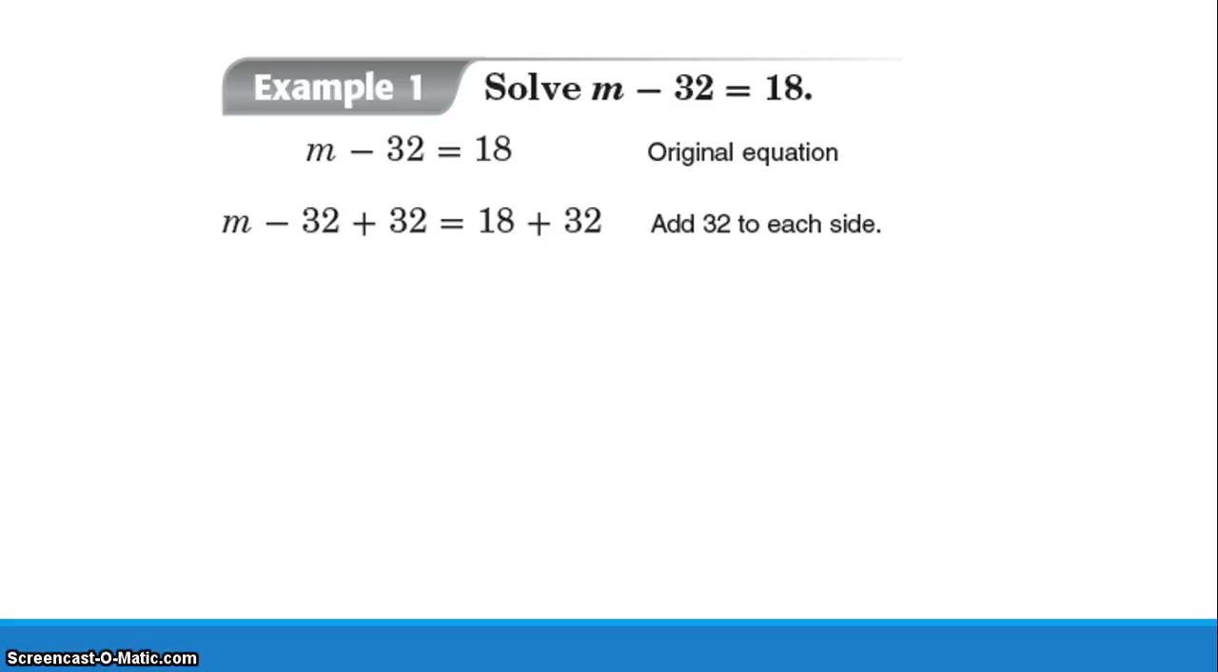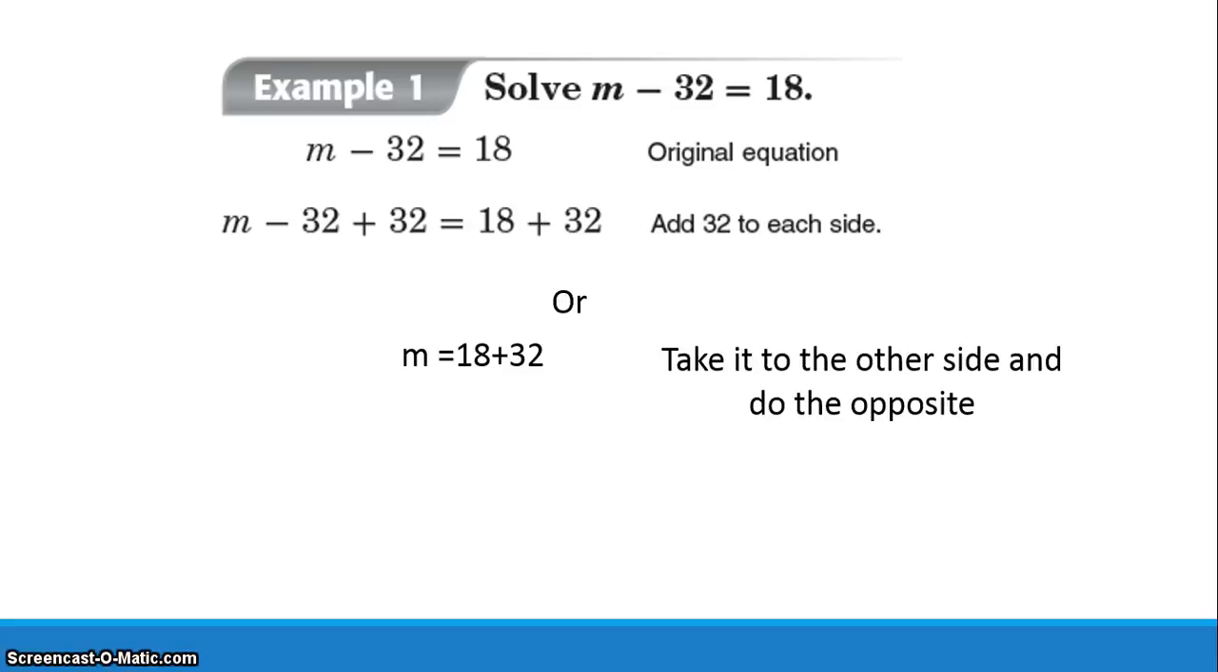Now, this is the way you were taught in 7th grade. And I'm great with that. It's the foundation for what I'm fixing to teach you. When I was in Algebra 1 class, the professor taught me one key idea, and that idea was take it to the other side and do the opposite. It still does exactly the same thing. So let's see it. If we take 32 to the other side, it was subtraction first. It becomes positive when we take it to the other side.